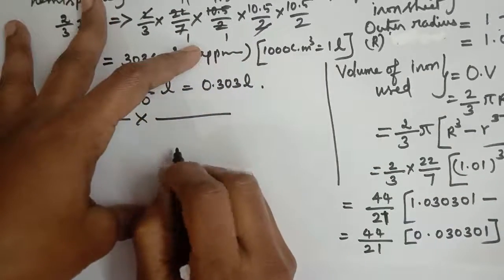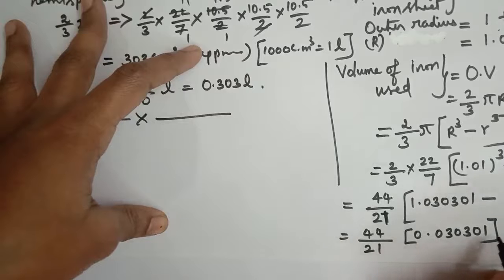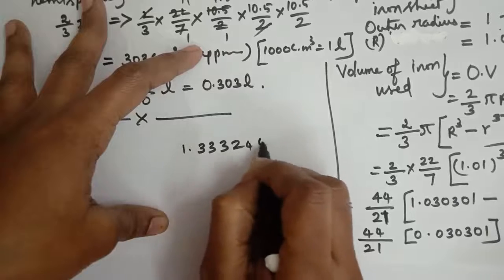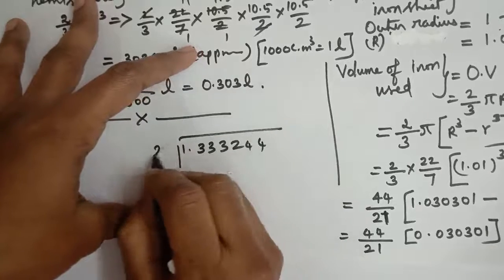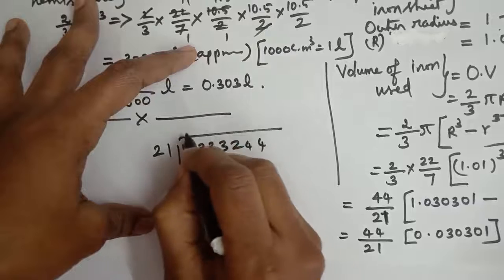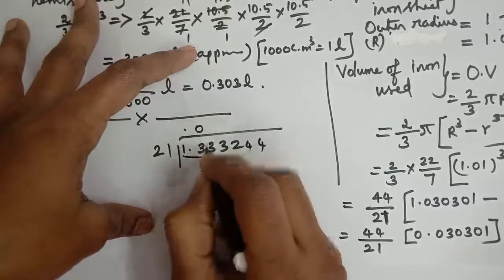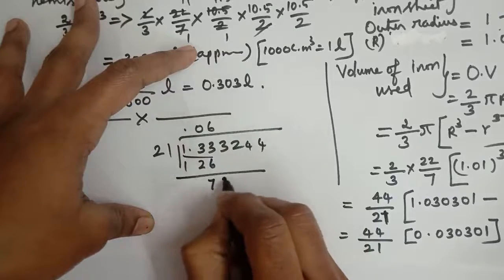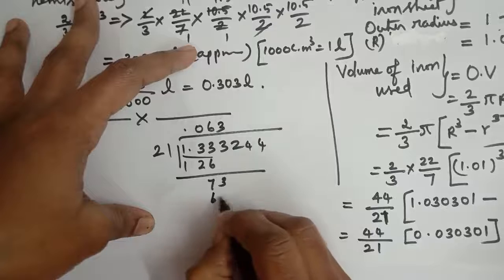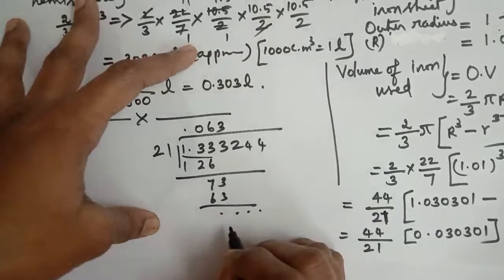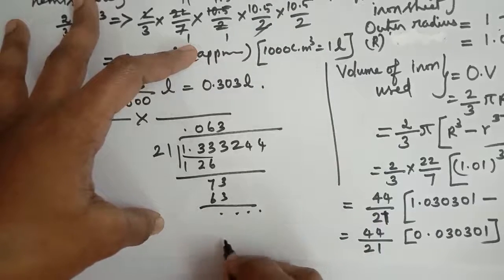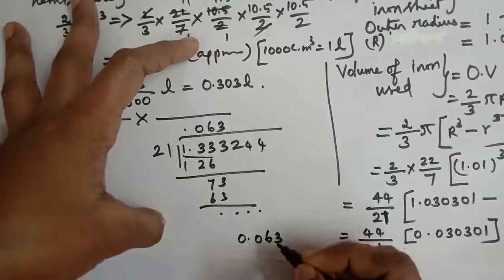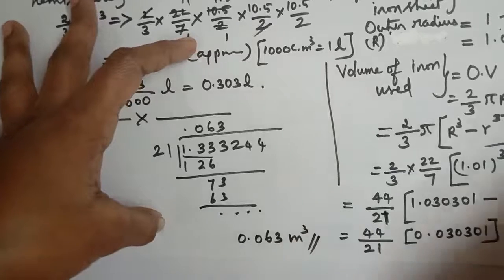Here see, 44 into 0.030301 is 1.333244. At last you should divide this number by 21, so it will be going. So the approximate answer is 0.063 meter cube. This is the final answer. Is it clear, students? Good.